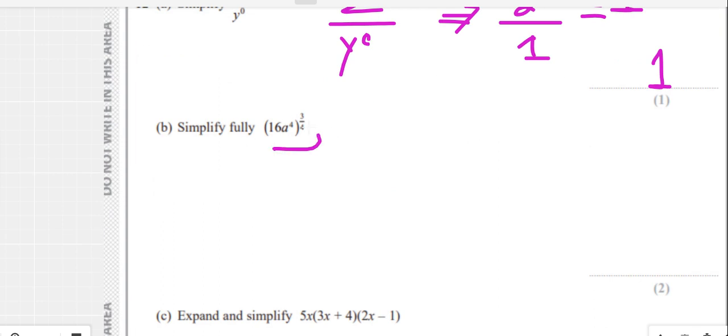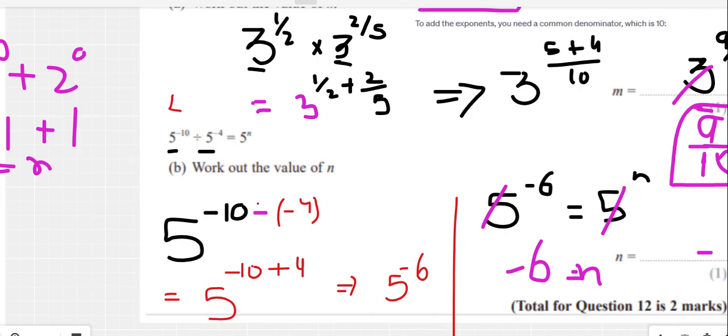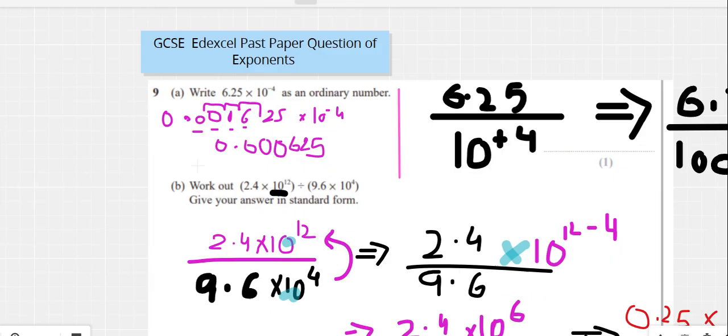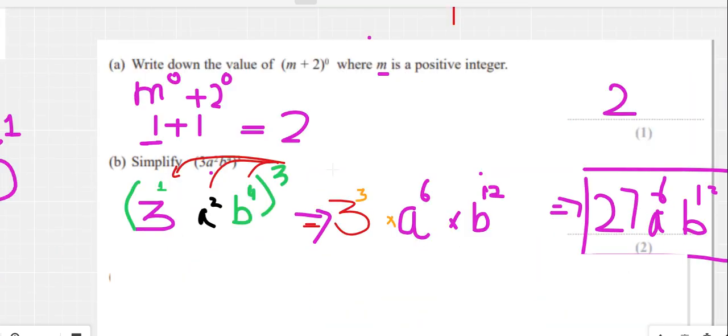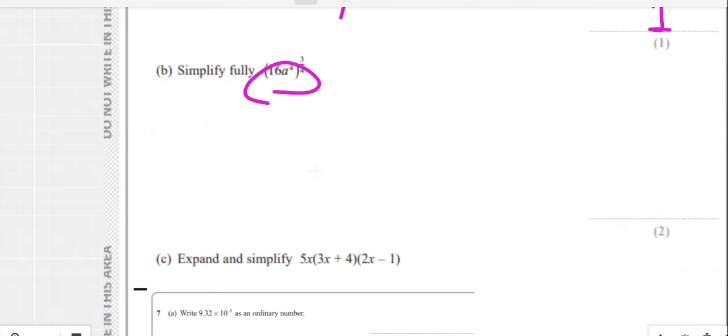Now this question is also similar to the question that we did before. So it means these types of questions are repeating here. So now in this question they are saying 16a to the power of 4, and the power 3 over 4.